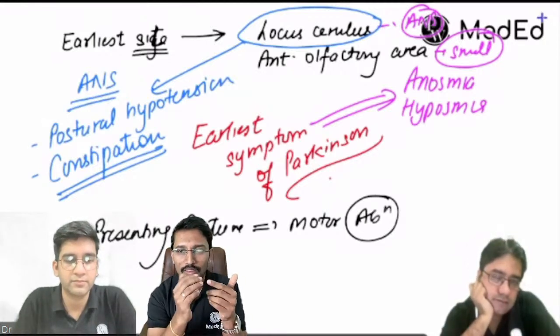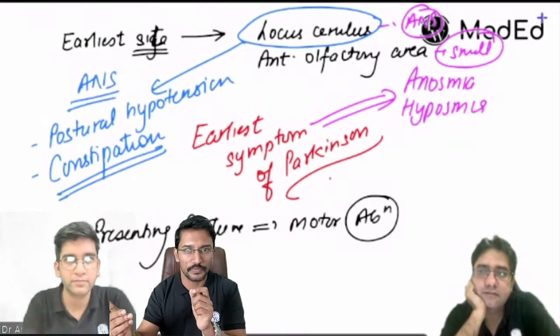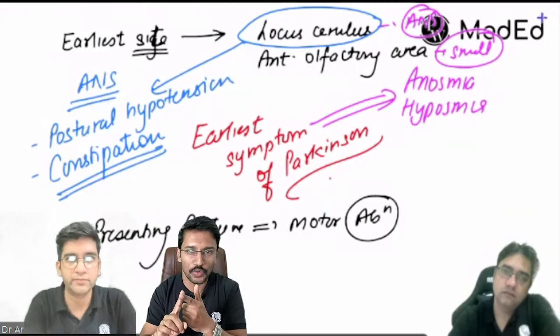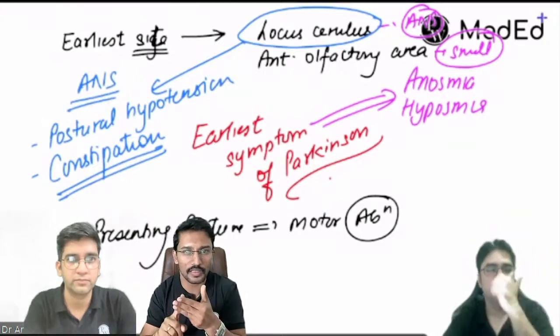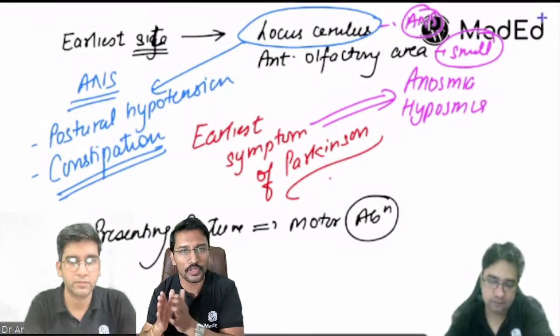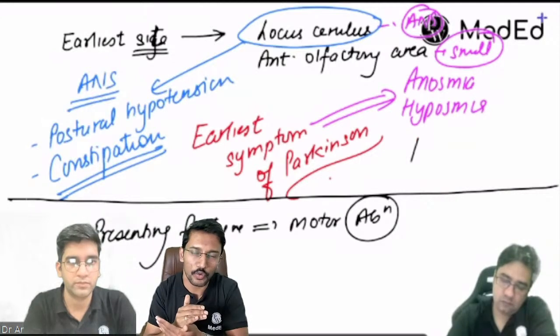Okay, so these are the symptoms which predate the onset of motor symptoms. Clear? So the first symptoms are anosmia or hyposmia, postural hypotension, and constipation. These are the pre-motor symptoms before the motor symptoms appear. And among these, the earliest one is anosmia or hyposmia.